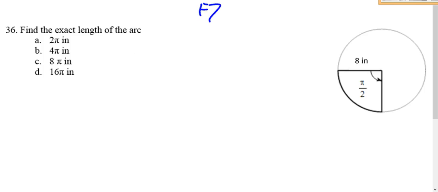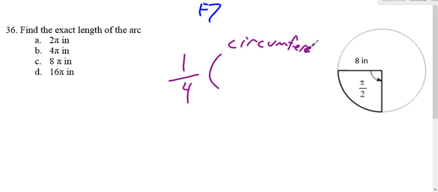Find the exact length of the arc. So here's our arc. That is 1/4 of a circle. You see it's a quarter of the circle. So it's 1/4 of the circle, which means the arc length is 1/4 of the circumference. And you find the circumference by doing 2 times pi times radius. 2 times pi times the radius, which is 8.